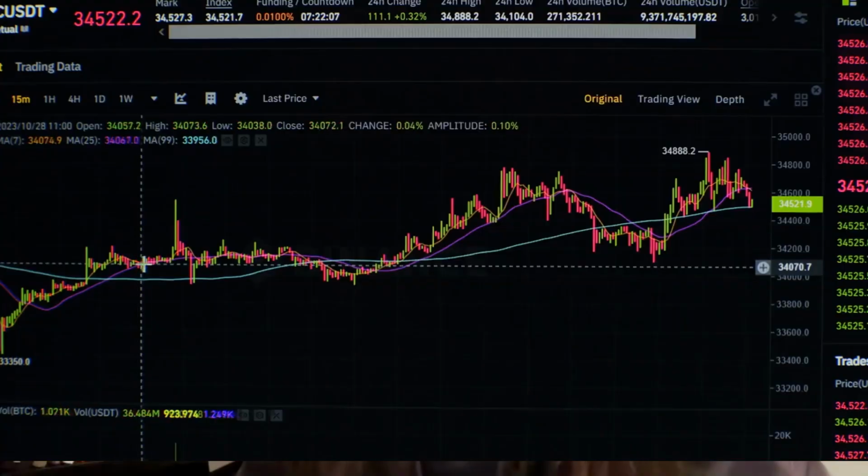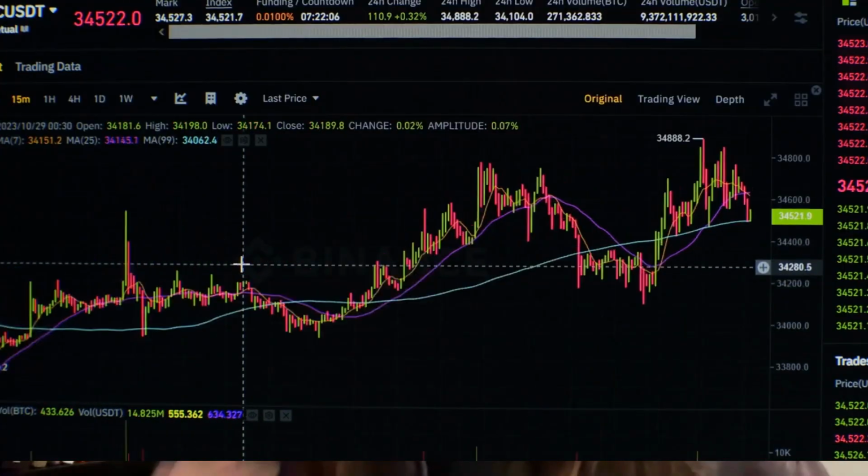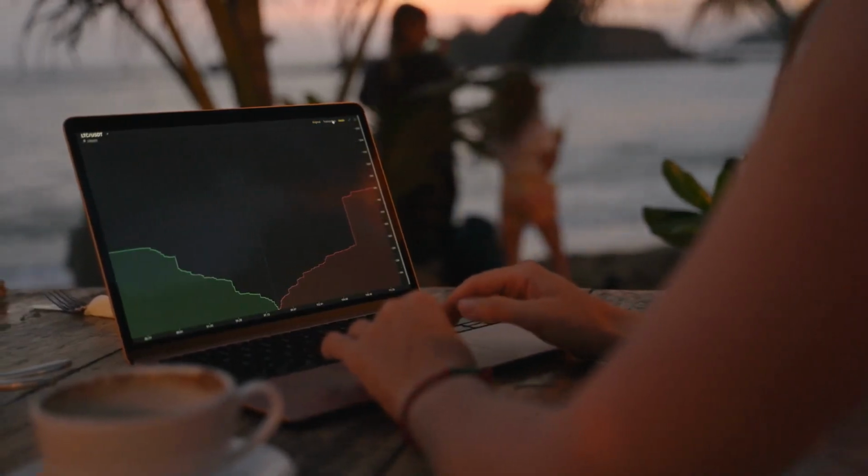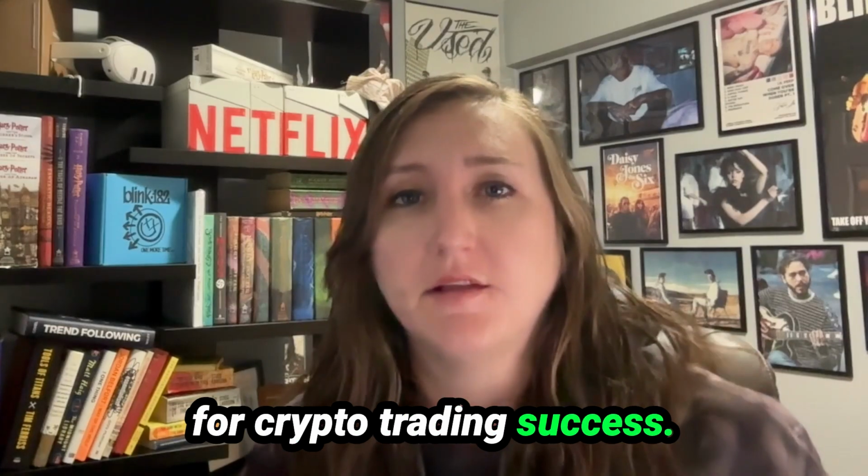Here's exactly how I combine top-down analysis along with my favorite scalping strategy during the market opens for crypto trading success.